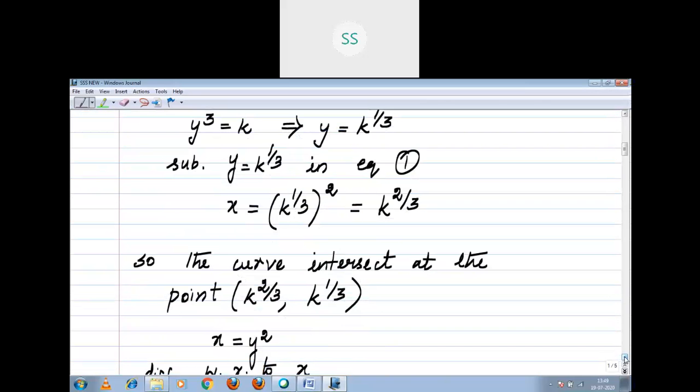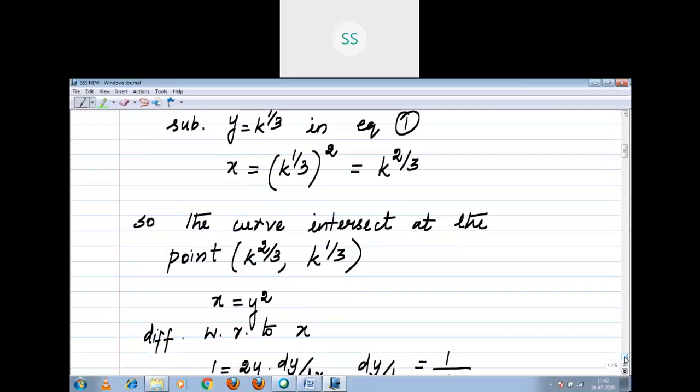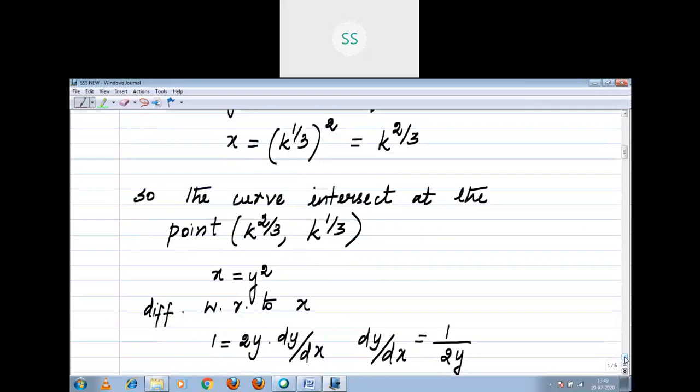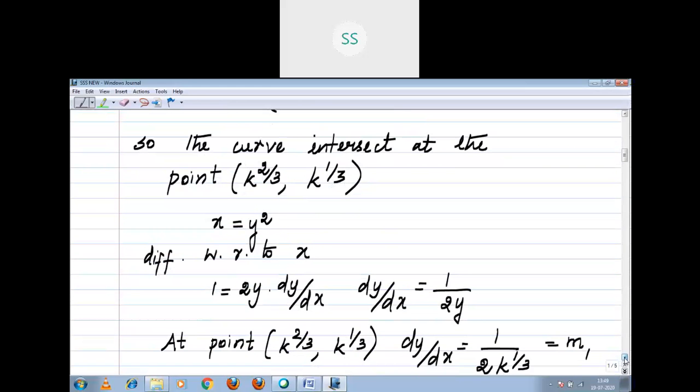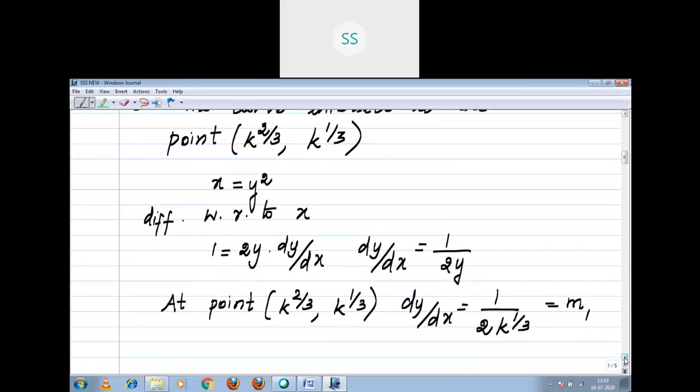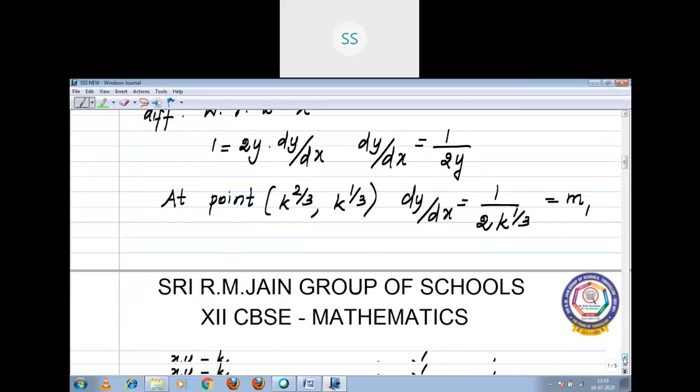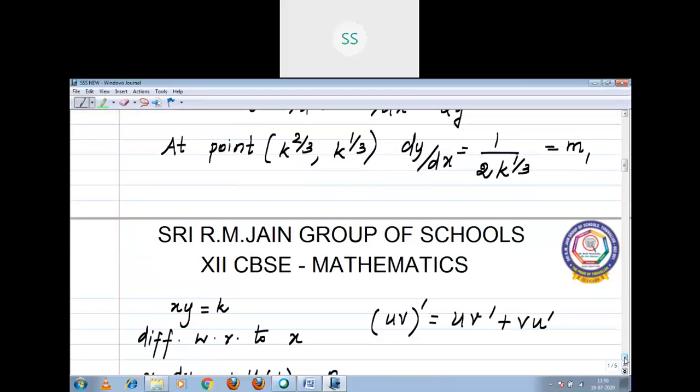Now, the curve equation you are going to differentiate with respect to x on both the sides. Left hand side 1, right hand side 2y into dy by dx. dy by dx equal to 1 by 2y. You shift 2y to the opposite side, it will act as division. Next, at the point k power 2 by 3, k power 1 by 3, when you substitute, you arrive at dy by dx as 1 by 2 into k power 1 by 3. That is your m1.